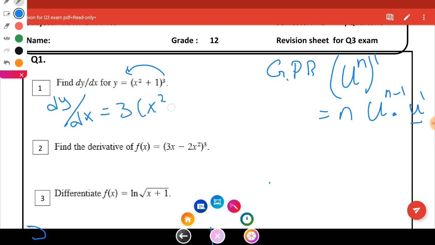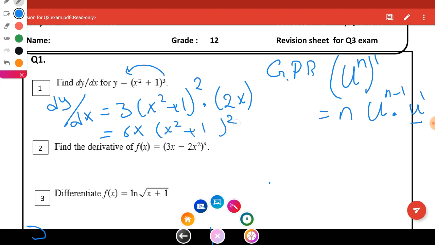Now, let's apply the rule. dy by dx equals the power 3, multiplied by x squared plus 1, all to the power decreased by 1, which is 2. Don't forget to multiply by the derivative of what is inside the bracket, which is 2x. Then simplify: 6x multiplied by the bracket x squared plus 1 to the power 2. That is the derivative of this function.